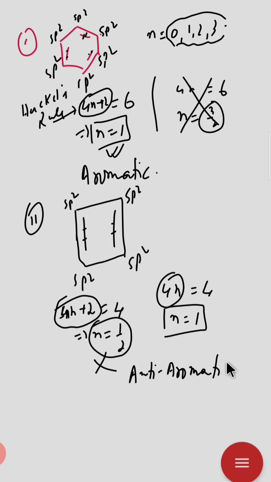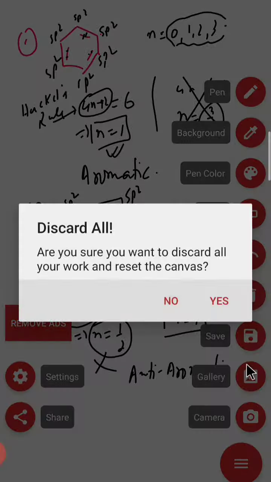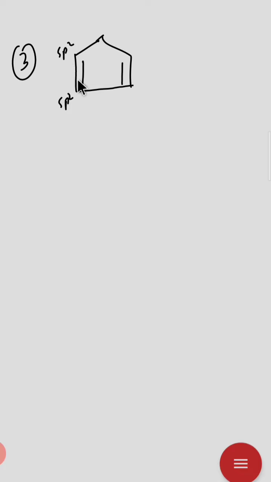Let me take one more example. Suppose I take this compound. For the cyclic ring, let us check the hybridization. This is sp2, a double bond is present, this is sp2, but this carbon atom is sp3 hybridized.